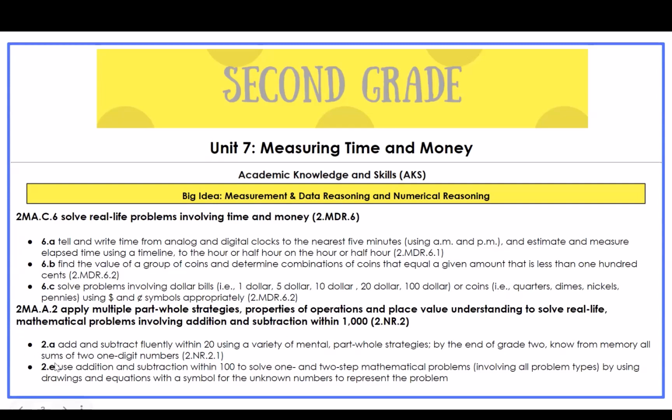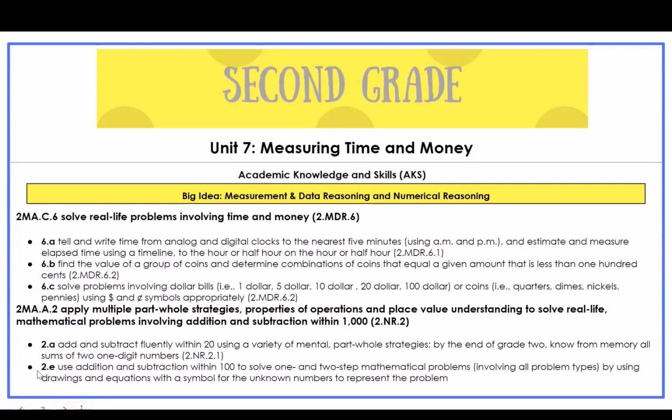In IOA 2A, students will continue to work on building fluency with addition and subtraction within 20 using a variety of mental part-whole strategies. This is an ongoing IOA. Reaching fluency is an ongoing process that will continue through number talks. Students should know all sums of two one-digit numbers by the end of second grade. And remember, this IOA will be continued throughout the unit using number talks.